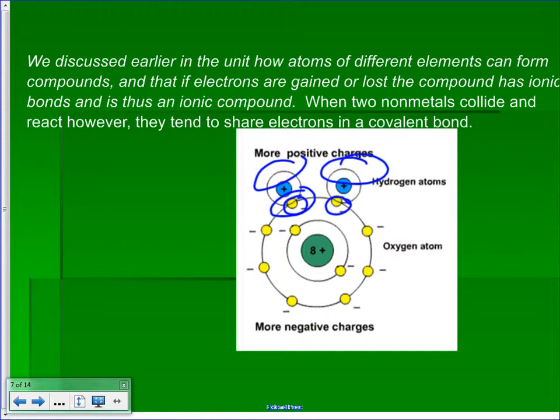Now that may not seem all that important, but it has a major effect on the behavior of water. If all of the electrons are now down closer to the oxygen atom, this end of the molecule becomes negative, and this end becomes positive. So you've got these 2 positive charges sticking out from the top of the Mickey Mouse shape, and you've got these negative charges down below on the bottom of the oxygen atom. What do opposites do? They attract.